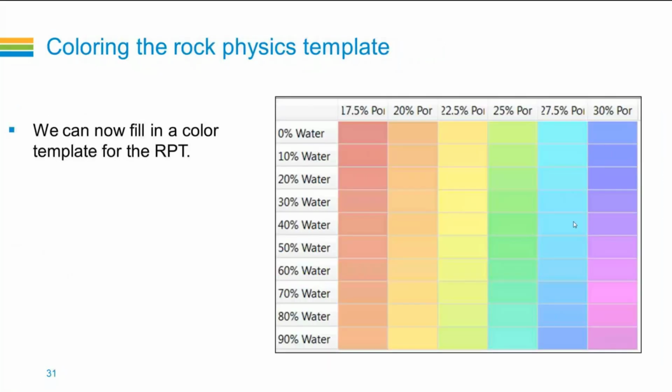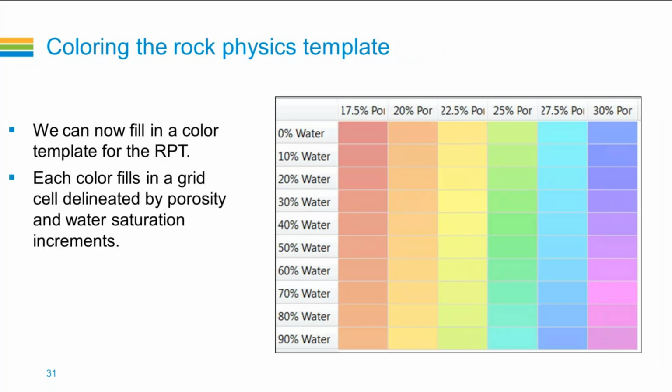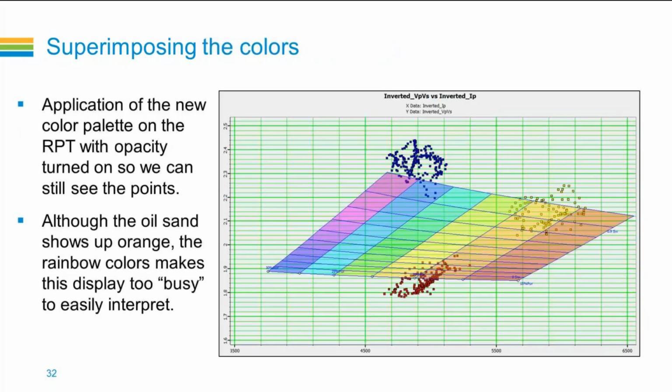So what I'm going to do now is fill in a color template for the RPT, and each color will fill in a grid cell as delineated by porosity and water saturation increments, as I explained before, and we've used a rainbow type color scheme. So here's the application of the new color palette with opacity turned on so we can see the points. Although the oil sand shows up as orange, the rainbow colors seem to make it quite busy.